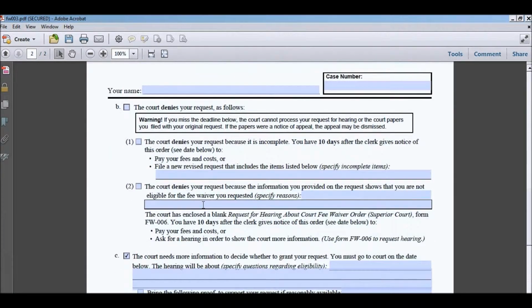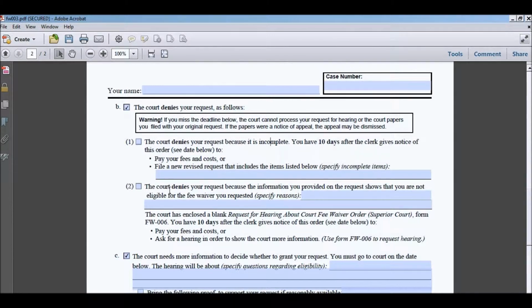So the second option, the first option is that your fee waiver is granted. The second option here is that your fee waiver is denied for some reason, like that. And there are a couple possible explanations for that. Number one is that your court finds that your fee waiver request is incomplete for some reason. So maybe you didn't fill it out properly, maybe you didn't include some important information. You've got to go back and fill that in. You have 10 days in which to do that.